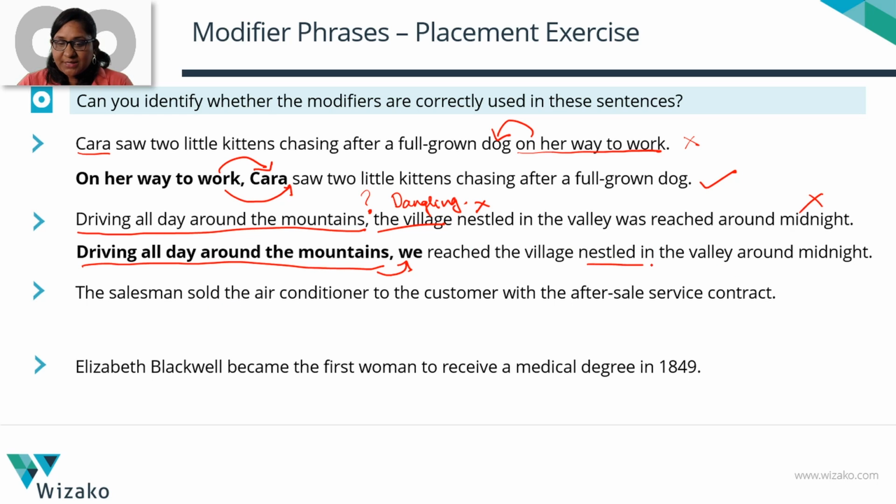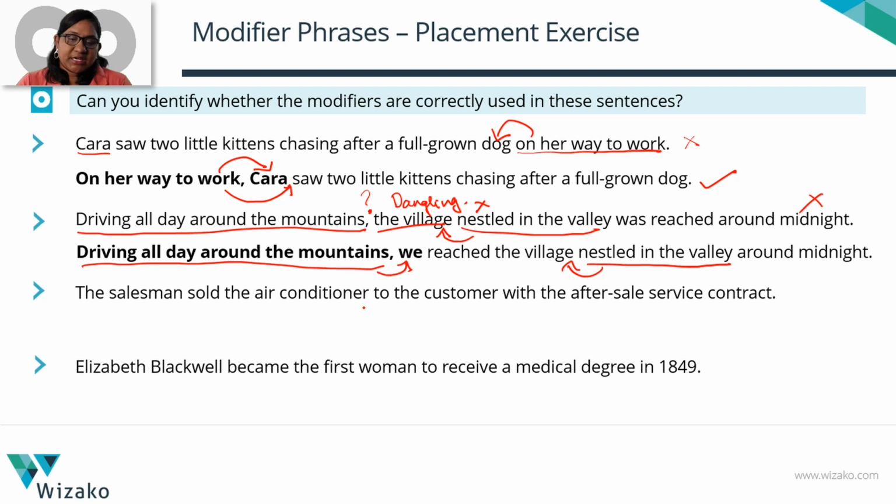Another modifier, by the way, is nestled in the valley. Who or what is nestled in the valley? The village. You should have checked for that in both your sentences. In both sentences, the modifier is next to the village, so that has not been a problem in either one of these 2 versions. But you should have kept your eyes open and looked for that as well.